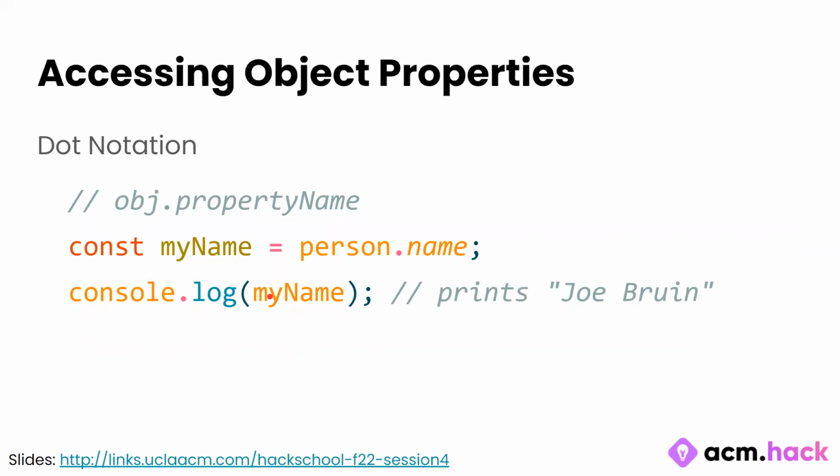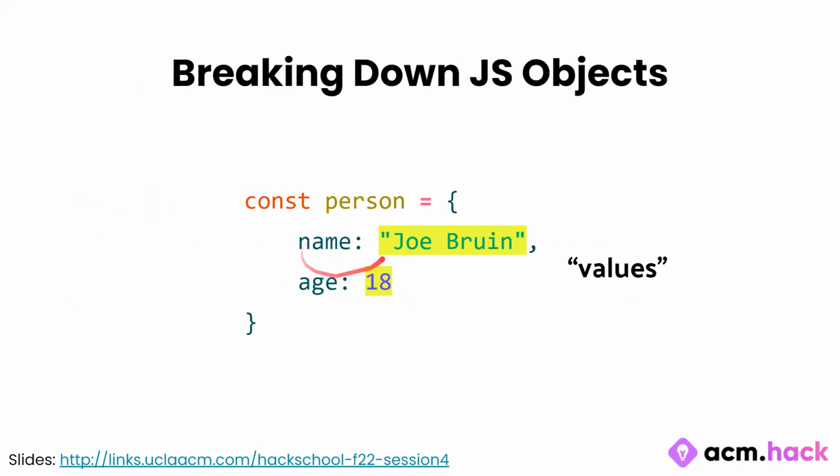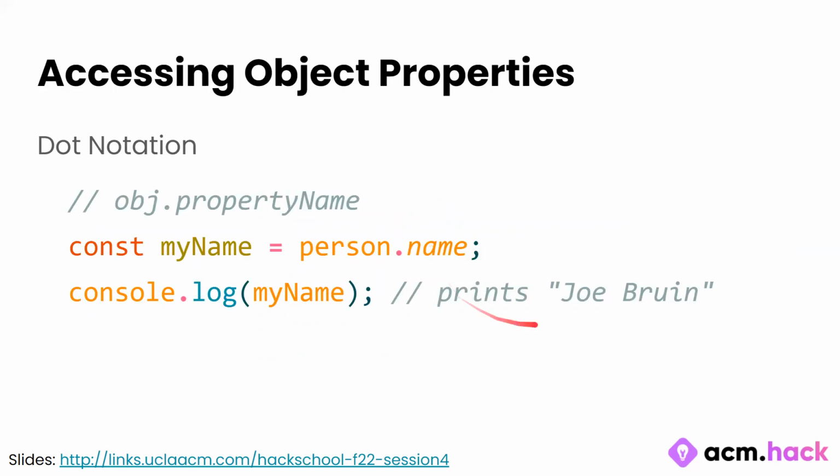And after declaring this object, you can access the value for these properties. So for example, if I do person.name, that corresponds to the name property. So if I go back, person.name, and the value will be the value that corresponds to the property. So in this case, it's Joe Bruin.